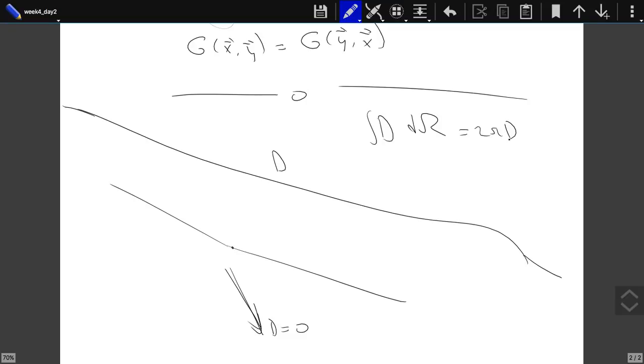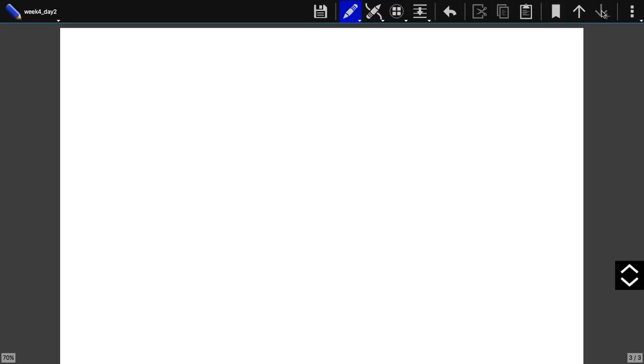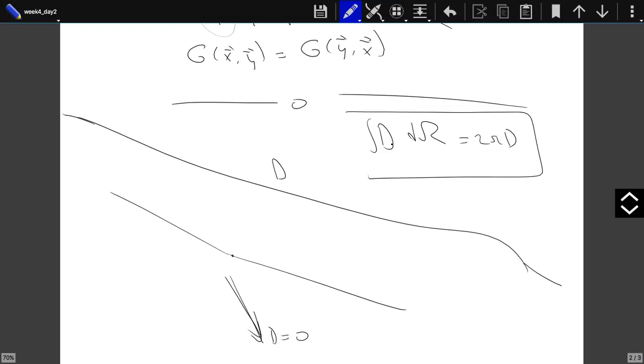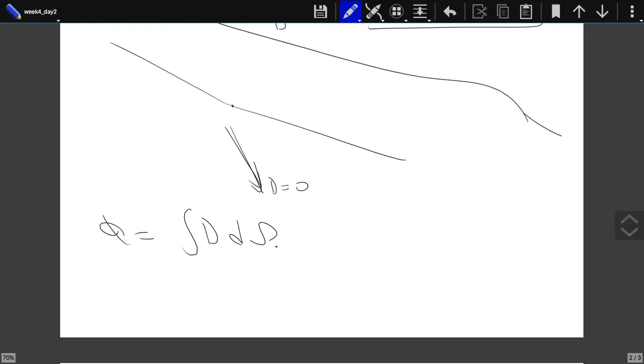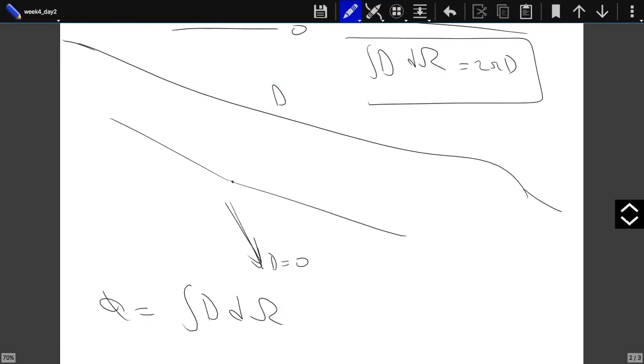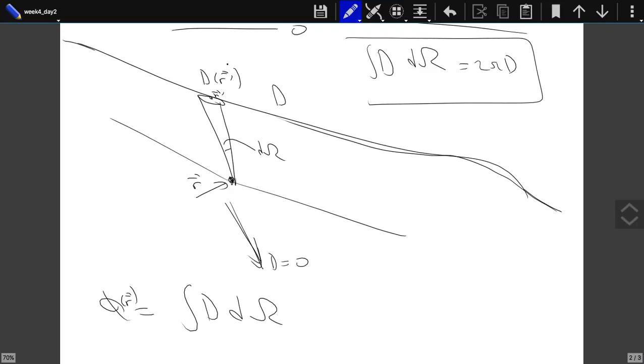Isn't D localized on the surface? Yes. When the book writes this expression, phi is equal to the integral of D over the solid angle, what it's saying is, if you are, for example, calculating the potential over here, divide all your directions into solid angles. There will be a contribution to the potential at this point R due to this solid angle d omega, and the contribution is D at this point r prime multiplied by this solid angle. That is the contribution to the potential at this point from this area.